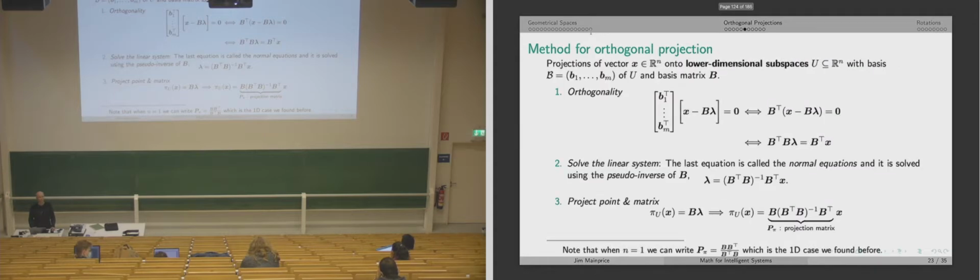So the pseudo-inverse is the solution to least squares problems. These are problems of the form: minimize f of x minus y in the squared norm. So if you cannot solve y equal to f of x, then you try to minimize the squared distance between y and f of x, and the solution will be the pseudo-inverse. That's why they're called least squares problems. Okay.